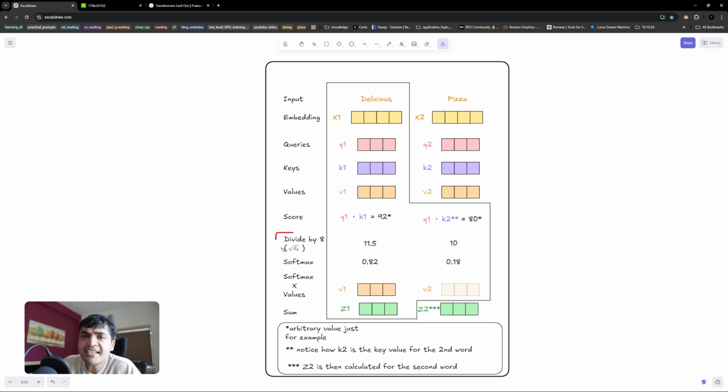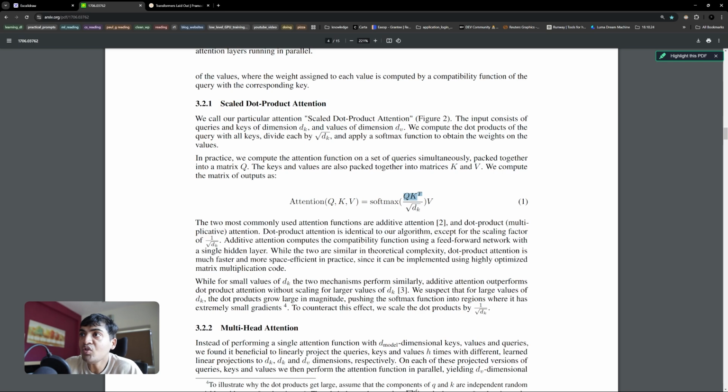This is done to stabilize training. That is an important thing in machine learning. Whenever you see something being divided by something and you try to understand why that is being done, one of the main reasons usually is to stabilize training. So now we have done this, and we have this whole equation.